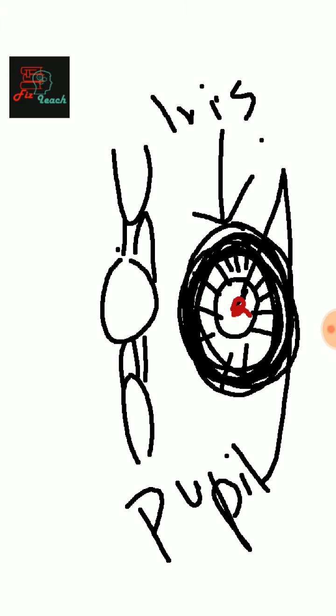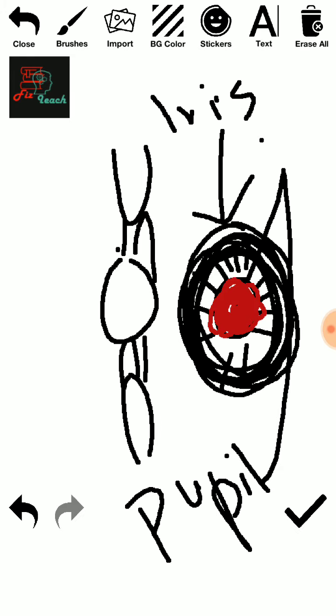See, this is the hollow area. This is the black spot which you see in your eye. The diameter of this pupil is affected because of the relaxation and contraction of the iris.